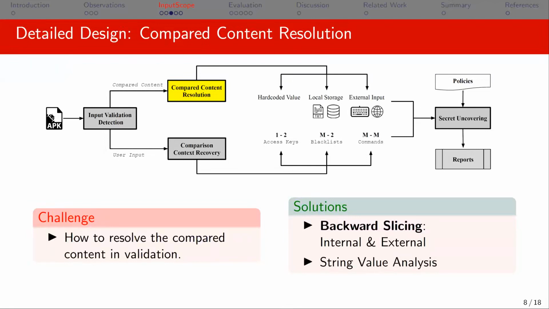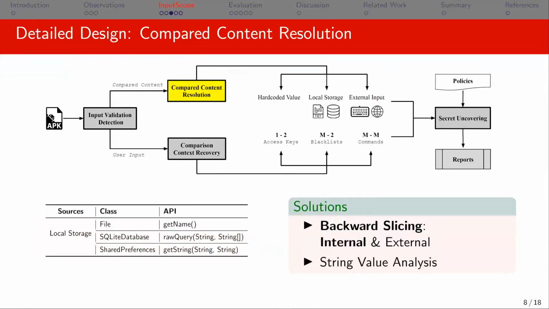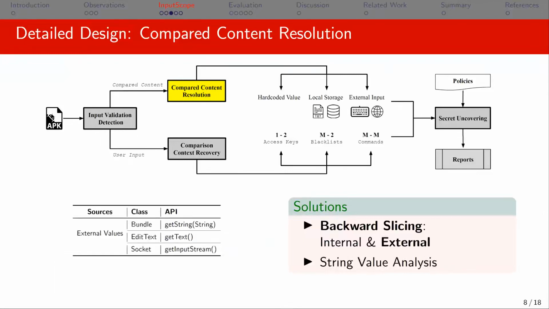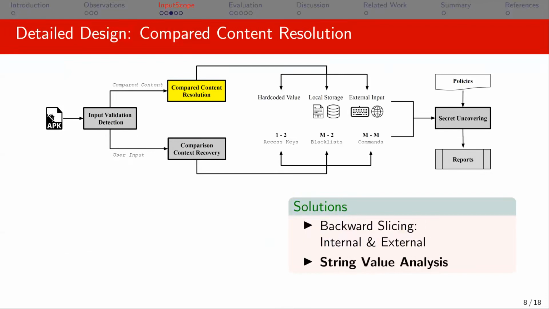Basically, it can come from internal sources, such as programming code, local files, databases, and shared preferences. It can also be external sources, for example, user input and data from servers. After understanding how a string is generated, then we use string value analysis to simulate string operations, such as substring and append, to calculate its final value.